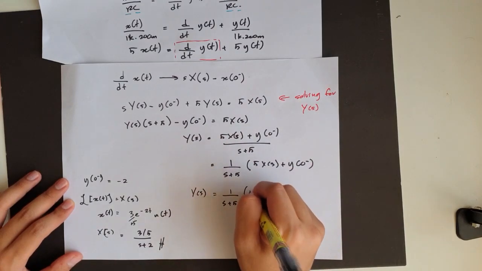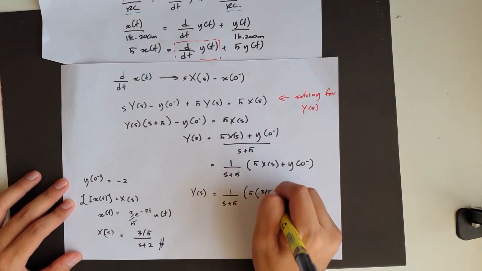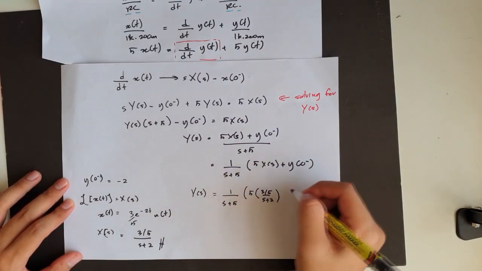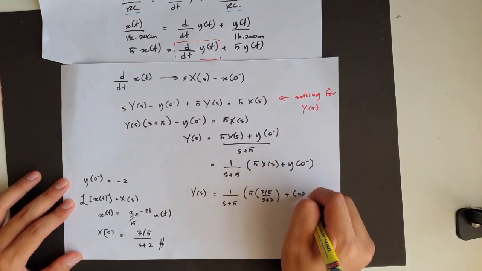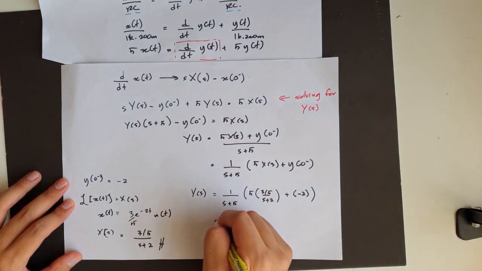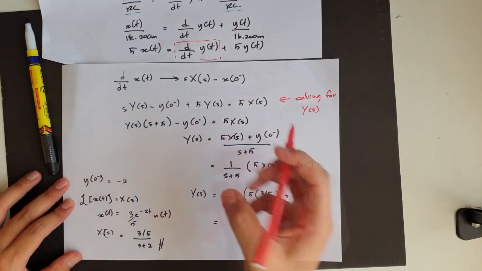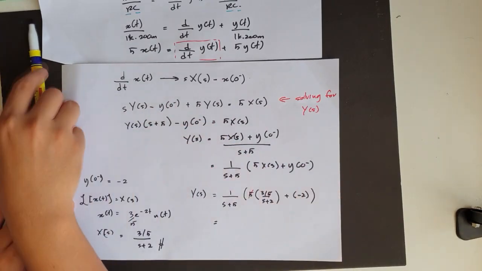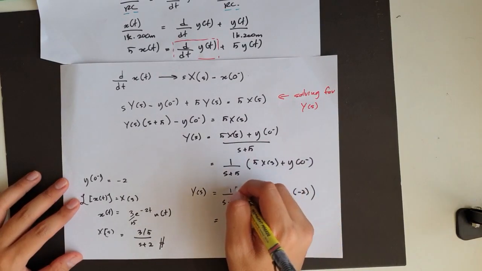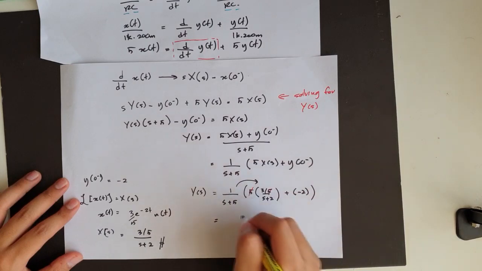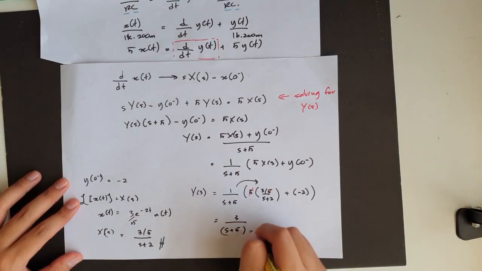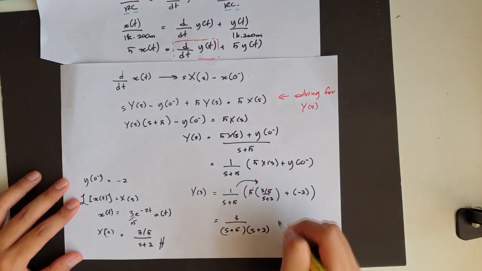Okay, so 5 times 3 over s plus 2, and then plus negative 2 for the initial condition. Okay, and then for this one we can eliminate here. So this is the final value, which you can multiply here. So 3 over s plus 5 and s plus 2.